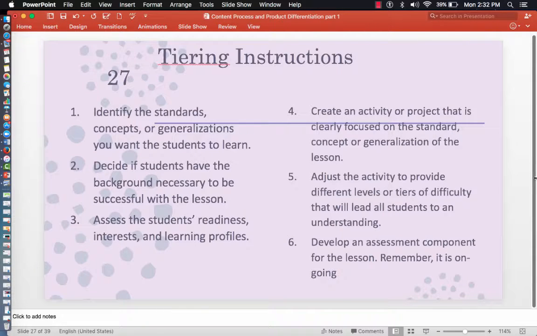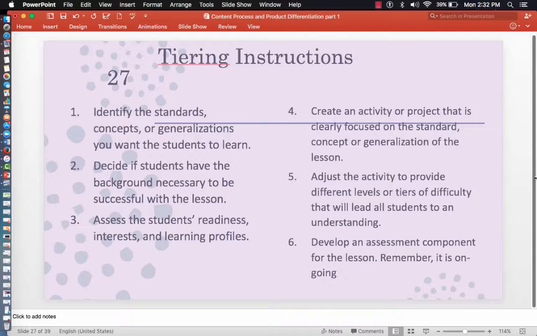So, some tiering instructions. First of all, you have to know what your standards and benchmarks are. So look at the core curriculum. You're going to want to look at the generalization. What do you want students to learn? What is the base amount that all students must know? Then going up one step, what are some of your students going to be able to achieve? And then going up one more step, what are only a few of your students going to be able to do?